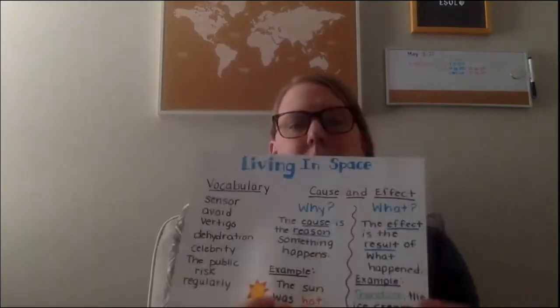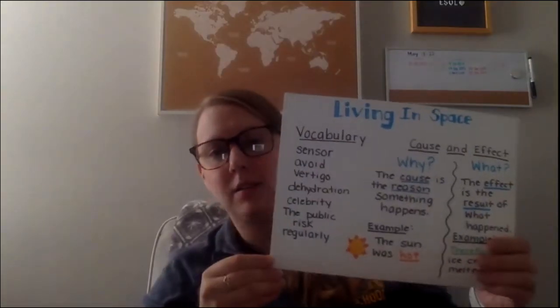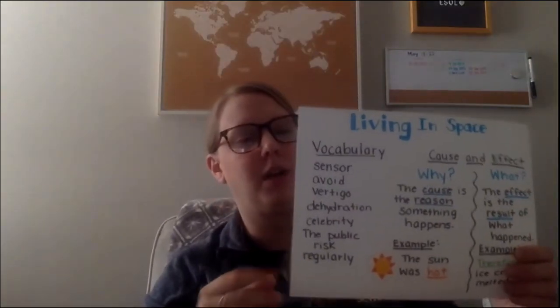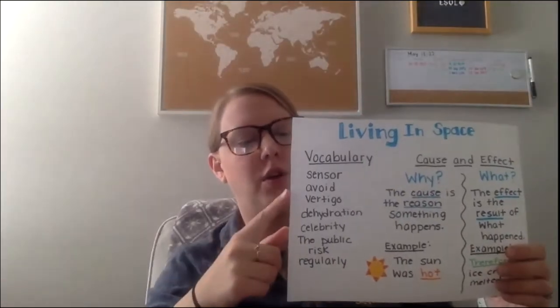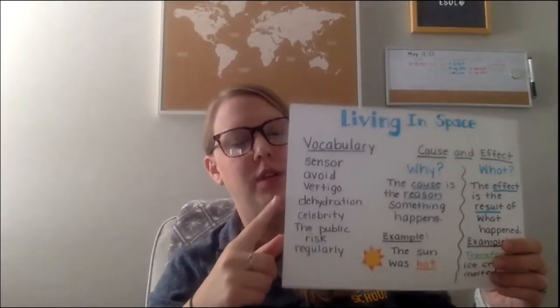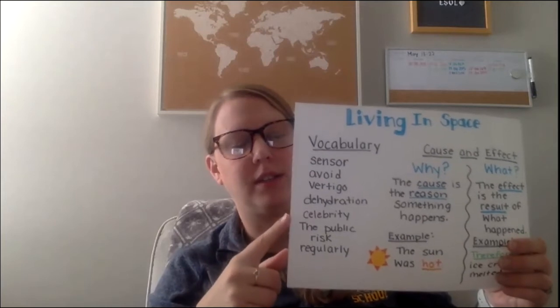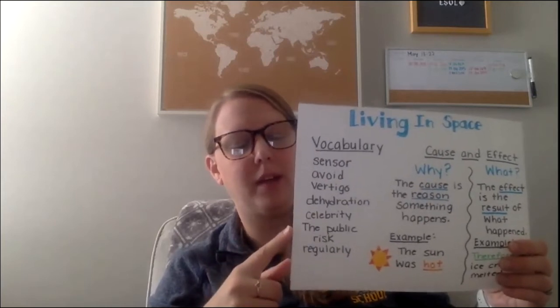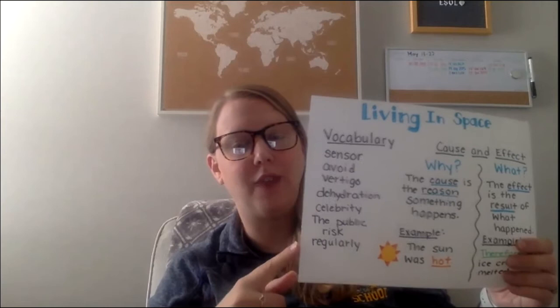This week we're going to continue learning about living in space. We're going to use the same text that we used last week, and we're going to learn some words like sensor, avoid, vertigo, dehydration, celebrity, the public, risk, and regularly.